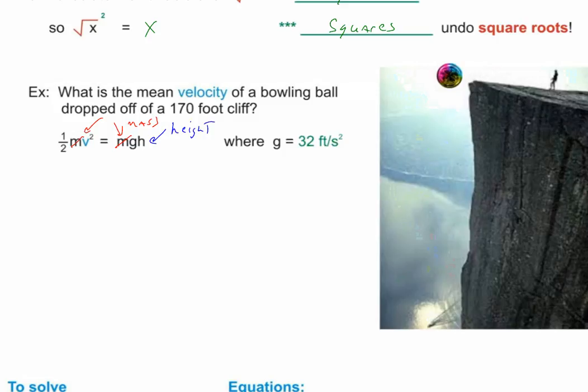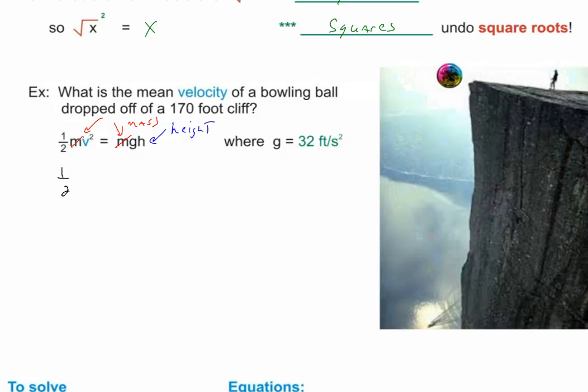By the way, this is now the potential energy formula. That's where it comes from, potential energy and such, and then gravity. It's a combining of those two formulas. But now we end up with 1/2 v squared equals gh. All right, let's plug in the values that we know.